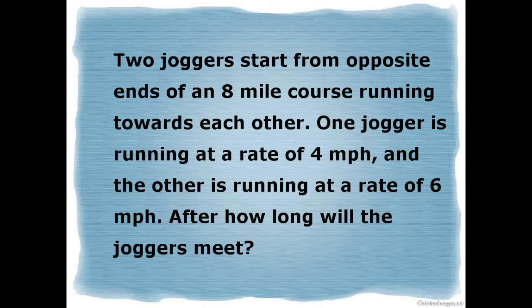Two joggers start from the opposite ends of an 8-mile course running toward each other. One jogger is running at a rate of 4 miles per hour, and the other is running at a rate of 6 miles per hour. After how long will the joggers meet?